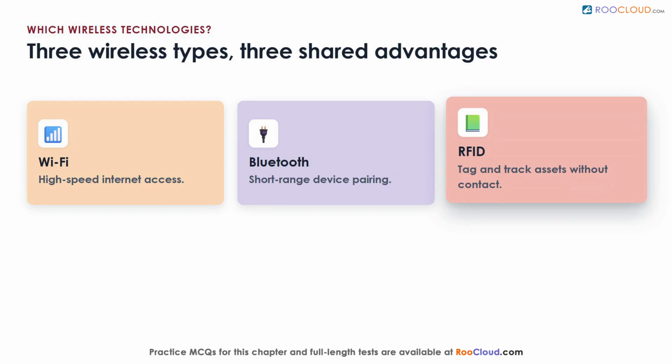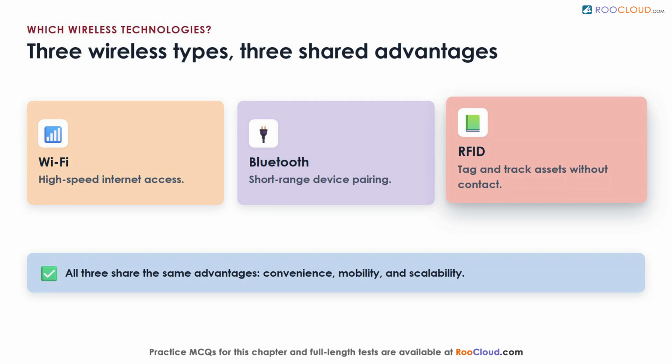Wireless wins on three fronts. Convenience, since there are no cables. Mobility, since devices roam freely. And scalability, since you can add many devices easily.